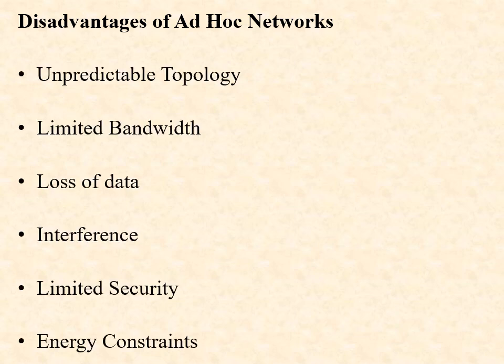Disadvantages of ad hoc networks. Ad hoc network supports mobility. So topology is highly unpredictable and they have only limited bandwidth. There is a high chance of data loss, interference and security issues. Ad hoc networks are mainly battery operated. In the event of depleted battery power, connection between the nodes may get suspended, which affects the overall network lifetime. So this energy constraint is also a major disadvantage.